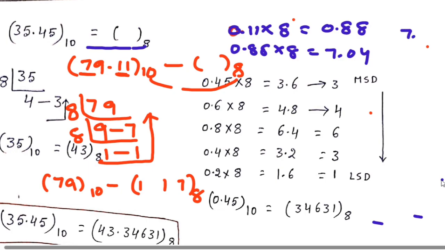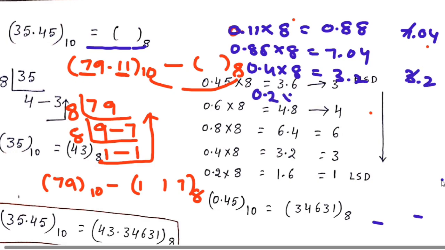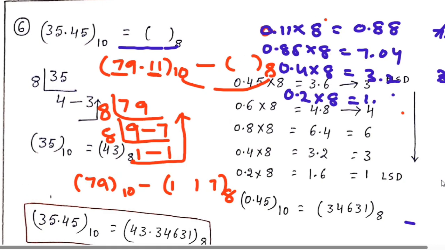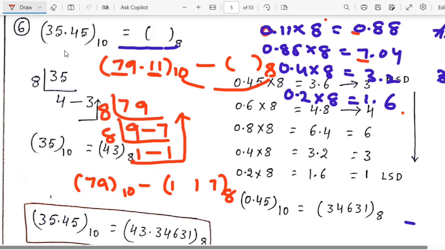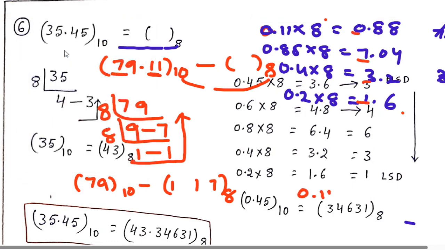We ignore the 7 from 7.04, and 0.04 into 8 gives us 0.32. Again 0.32 into 8 gives 2.56. Then 0.4 into 8 is 3.2. Again the 3 is ignored, and 0.2 into 8 is 1.6. Now we only need to consider 0731. So 0.11 in decimal equals 0731 in base 8.